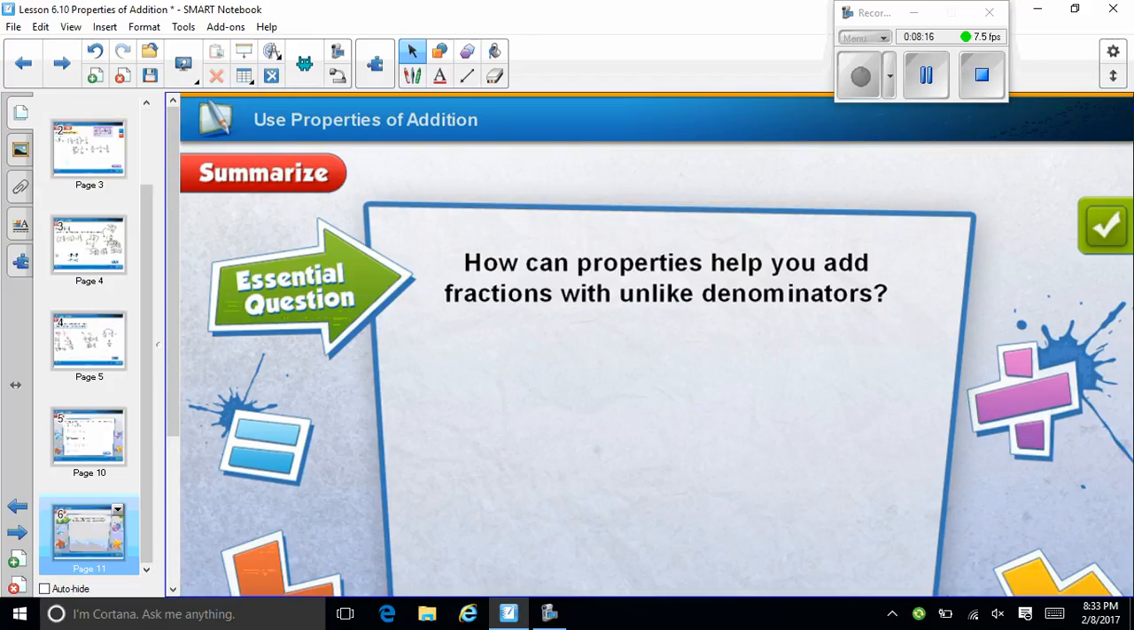Alright, our essential question: How can properties help you add fractions with unlike denominators? Again, we need to memorize what our properties are. Associative property is going to be with grouping. Commutative property is going to be switching the order. I'd like you to explain how you would use either one of these in order to solve a problem. I look forward to discussing this with you in class.